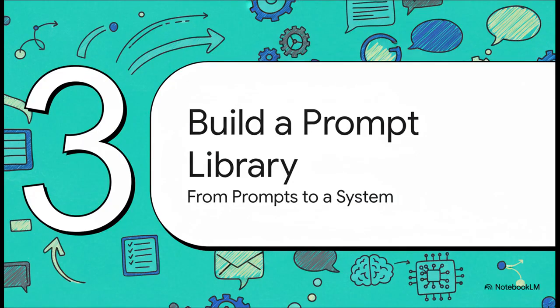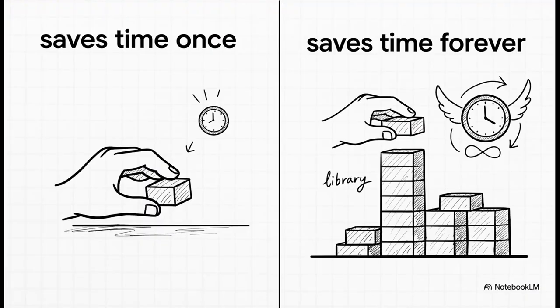Okay, so you've learned how to craft a fantastic individual prompt, but the real power, the real time savings, comes from turning this skill into a system. Let's talk about how you can build something that saves you time over and over again. This is really the key takeaway for long-term efficiency. I mean, crafting a great prompt from scratch every single time is better than nothing, but saving and reusing your best prompts, that's where you unlock massive time savings. You're essentially building your own personal library of assets.